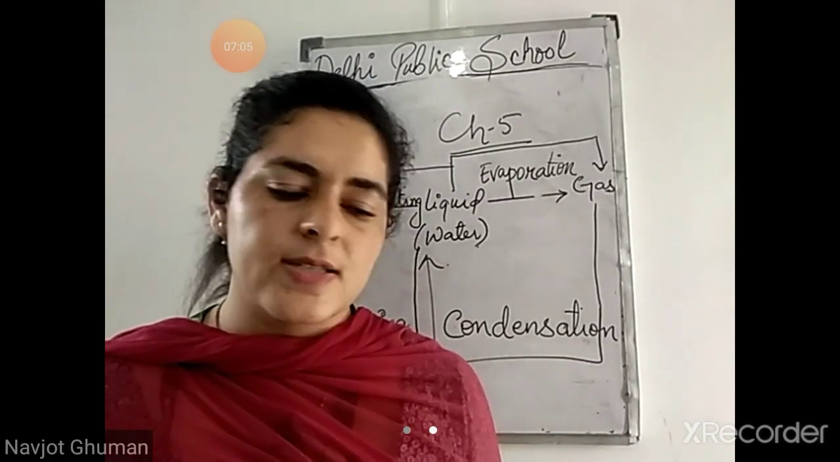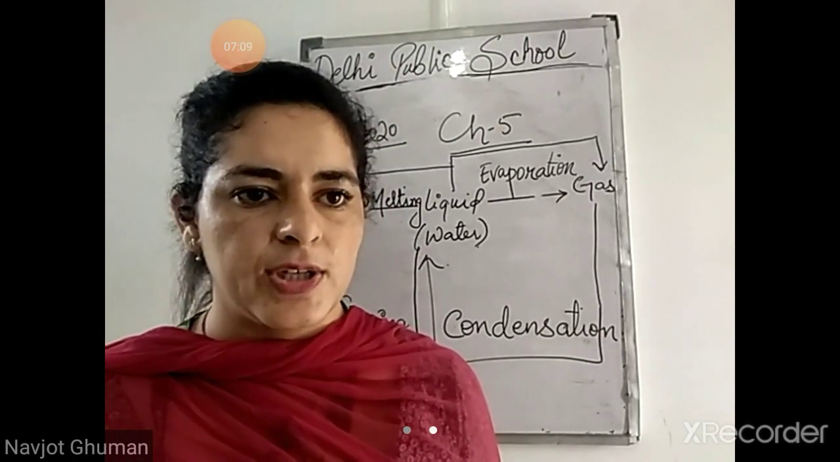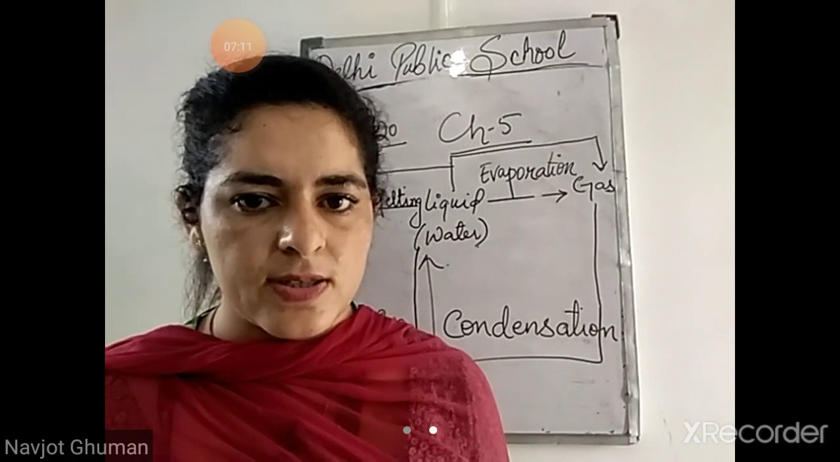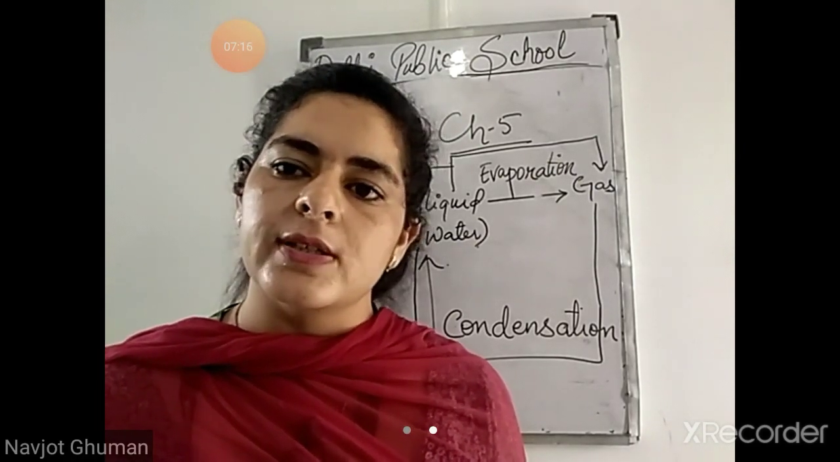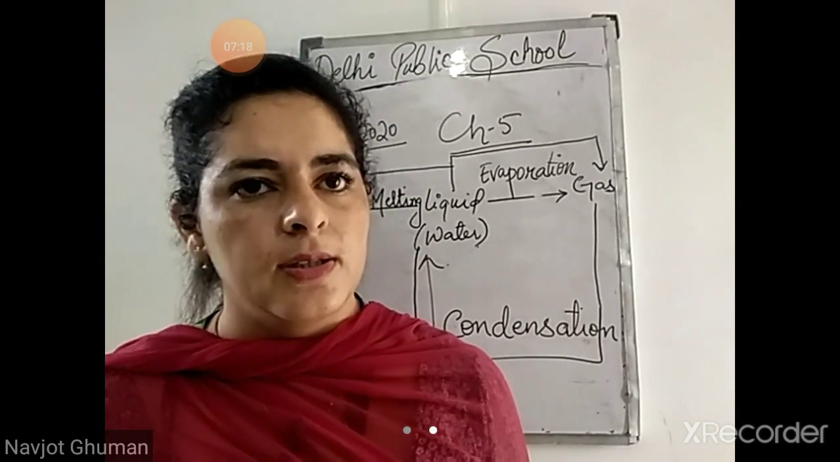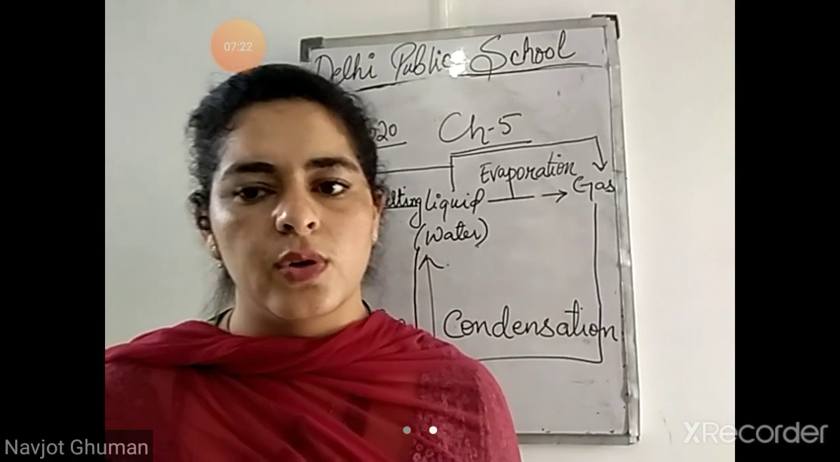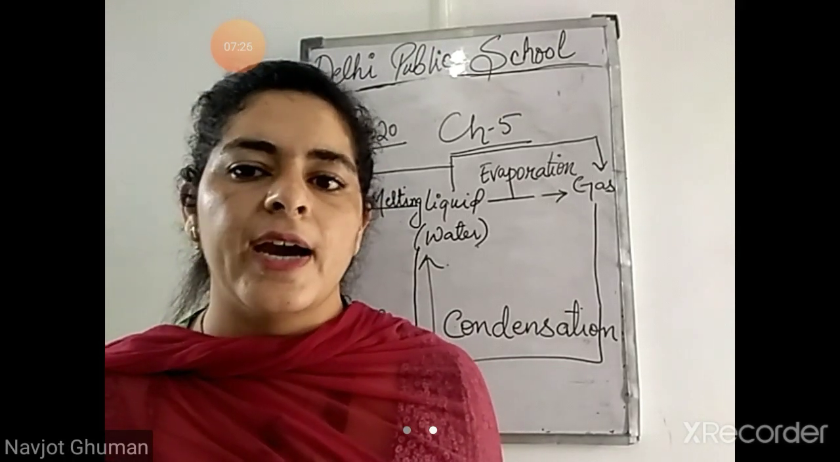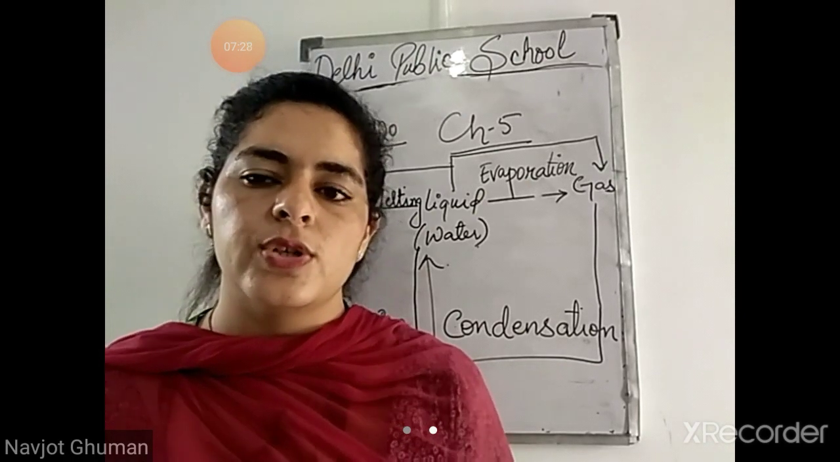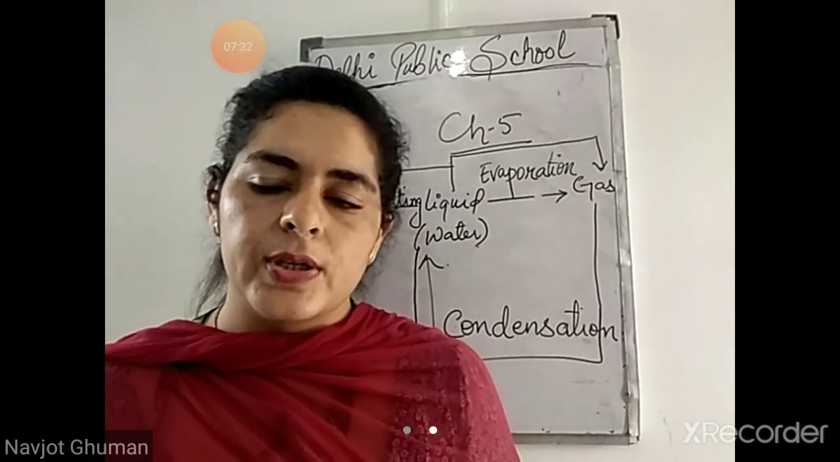Next, liquids. Liquids are the things that do not have fixed shape. They can flow easily and they take the shape of the container in which they are poured. Examples: water, milk, juice, tea, coffee, oil. So these are the liquids. They do not have their own shape. They only take the shape of the container in which they are poured.